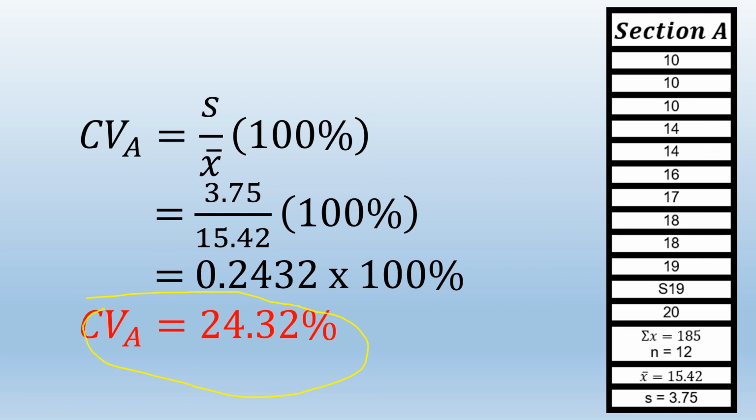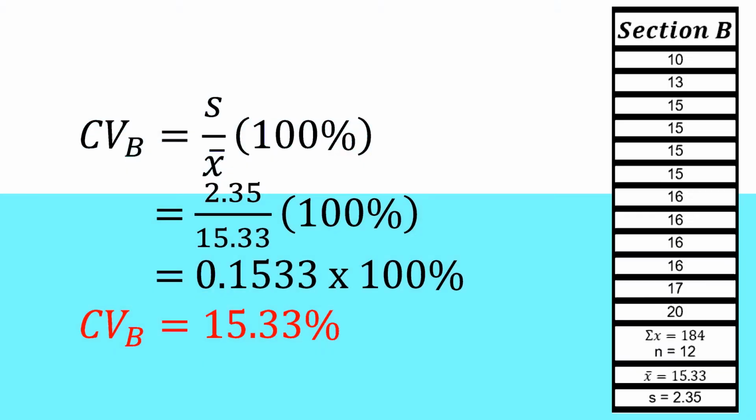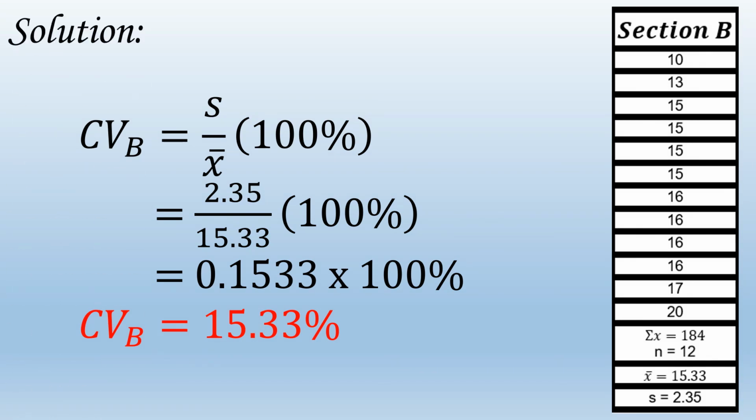Again, please recalculate. So 24.32. Next for section B. For section B, of course, our standard deviation is 2.35. Okay. And then our X bar is 15.33 times 100%. Okay. You will get this one, the coefficient of variation for B.